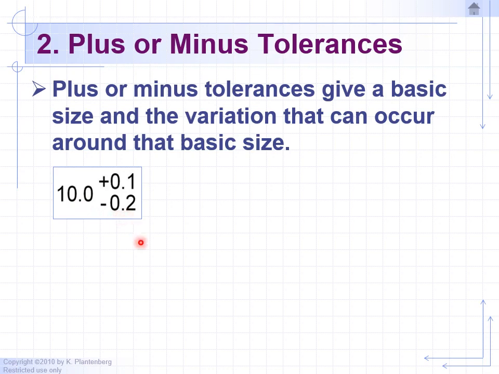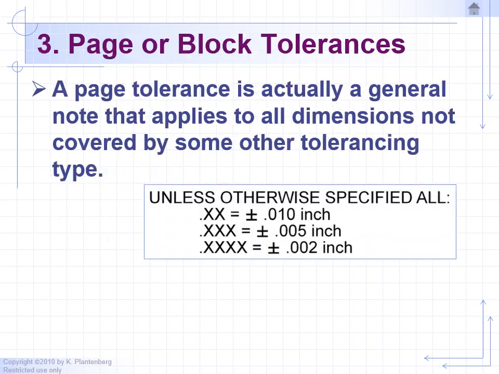So here the machine shop knows as long as the length of the item is 9.8 up to 10.1, it's acceptable. Anything beyond that would be rejected. So once again, this is providing the basic size of 10. This is the desired size. And with the plus or minus, you're telling how much wiggle room you're giving the machine shop.